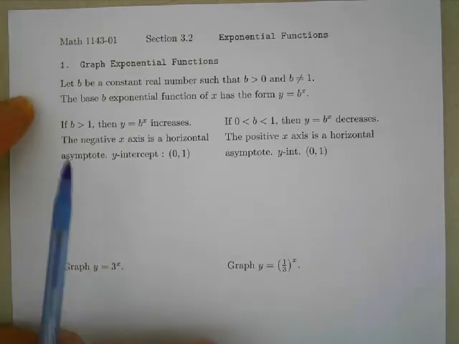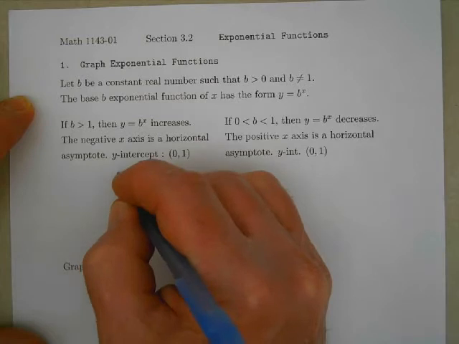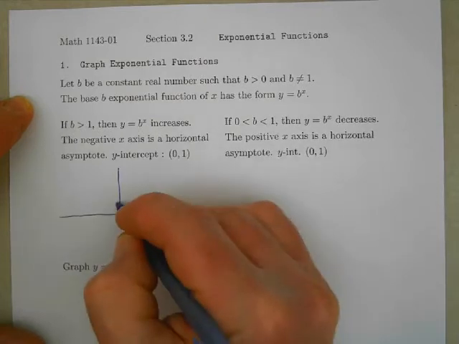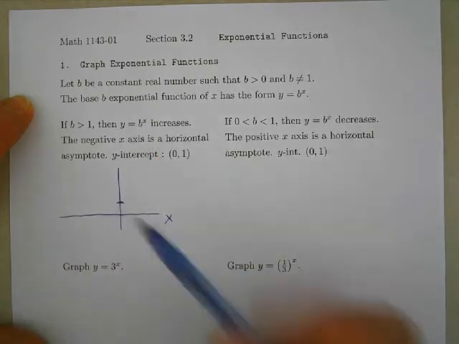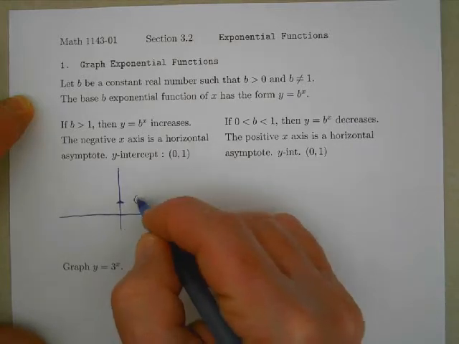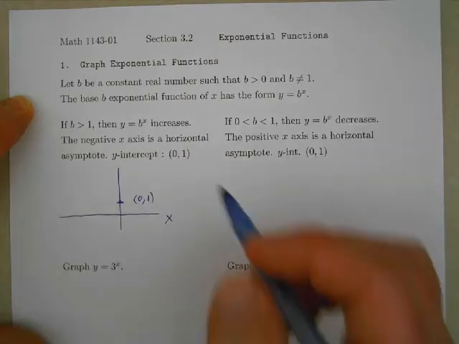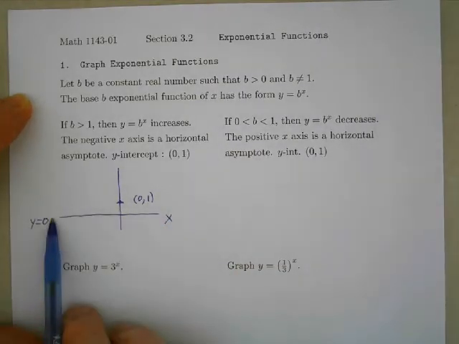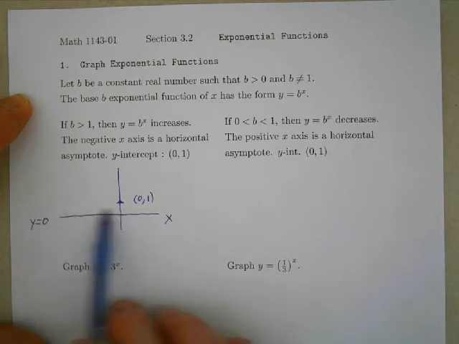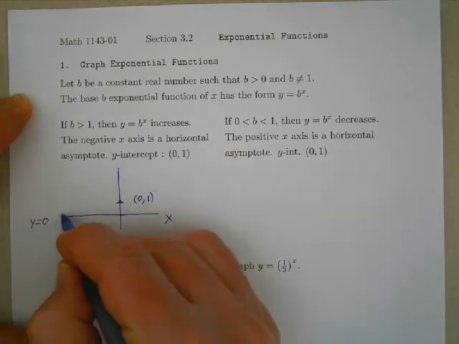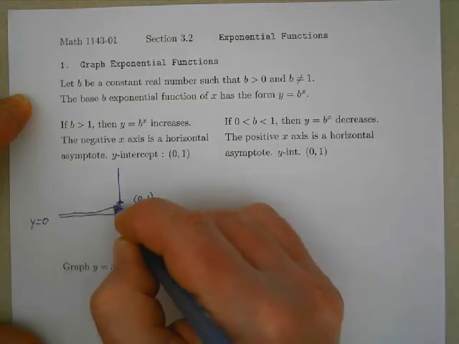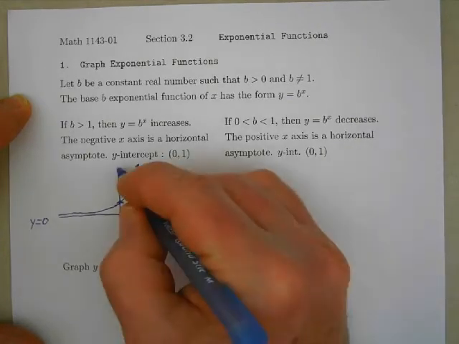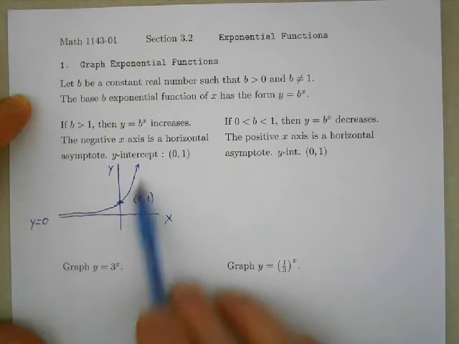So for b greater than 1, I'll just sketch a graph of the general form. If it's y equals b to the x, the y-intercept is always (0, 1). The line y equals 0, that's the x-axis. The negative x-axis is a horizontal asymptote. And then as x values increase, the y values increase very quickly.